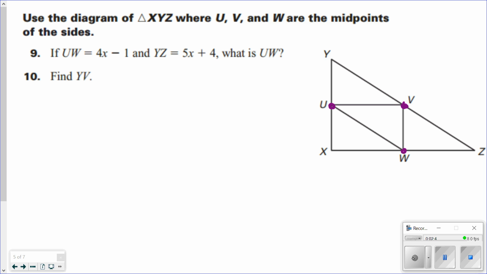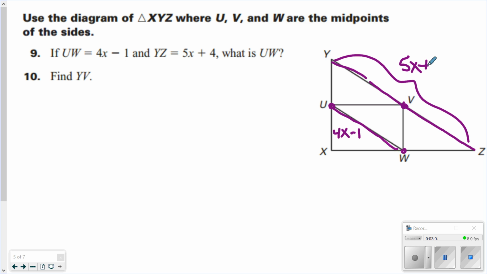So let's start with number 9. If UW is equal to 4x minus 1, so UW, I'm going to outline it, is equal to 4x minus 1, and YZ, which is this segment right here, and I'll do a little squiggle, is equal to 5x plus 4. We want to figure out what is the length of UW.